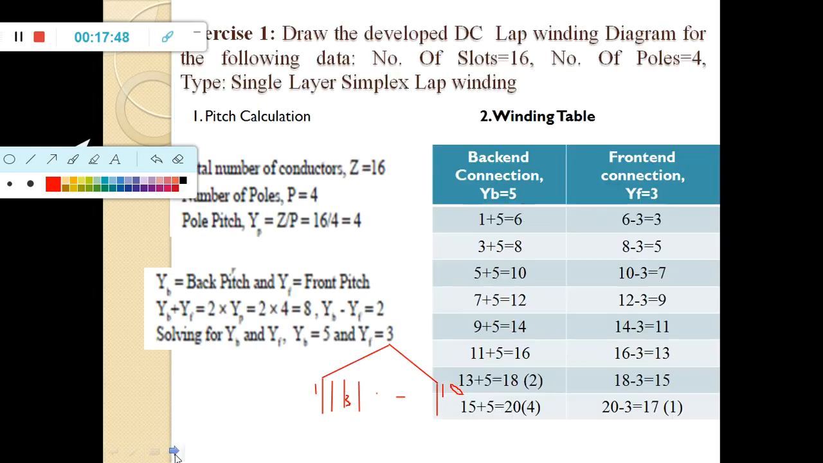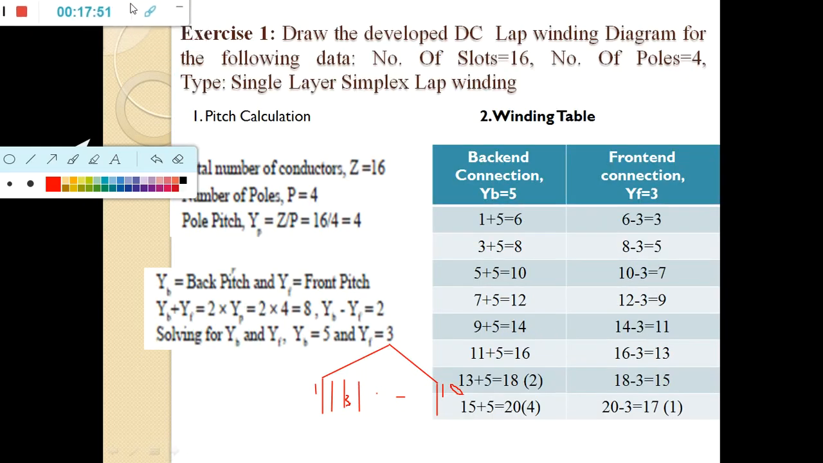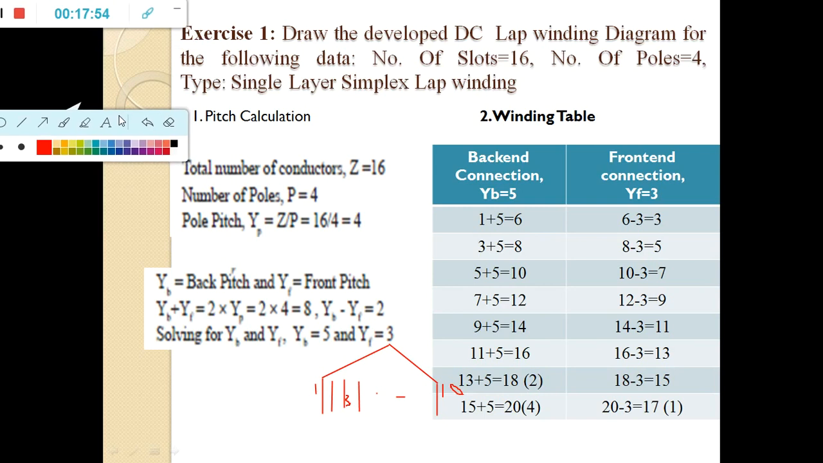So let us discuss in detail the lap winding diagram by taking an example. In this example, draw the developed DC lap winding diagram for the following data. The number of slots is 16, the number of poles is 4, and the type of winding is single layer and simplex lap winding. Single layer means the coil side M is equal to 1. And if it is simplex, the value of X is equal to 1, because we know that YC is equal to X. So the value of X is 1.